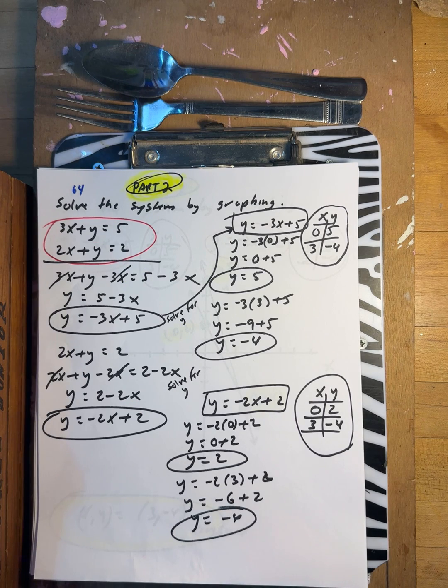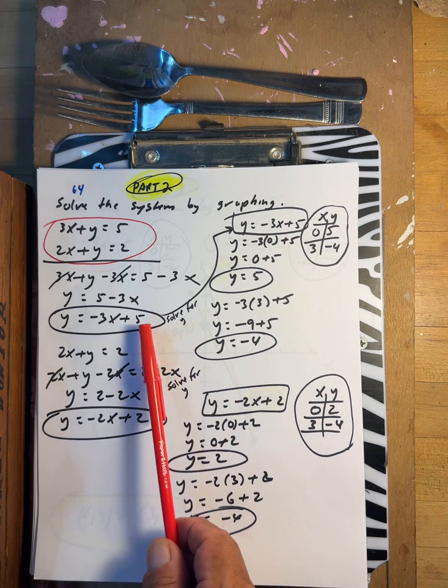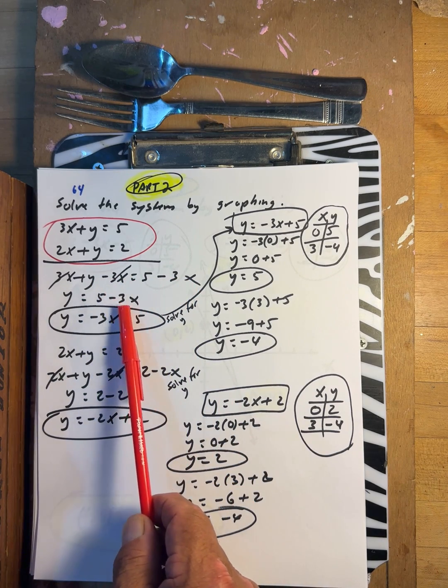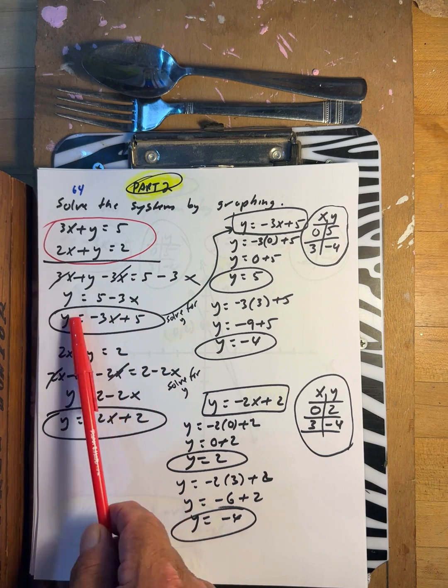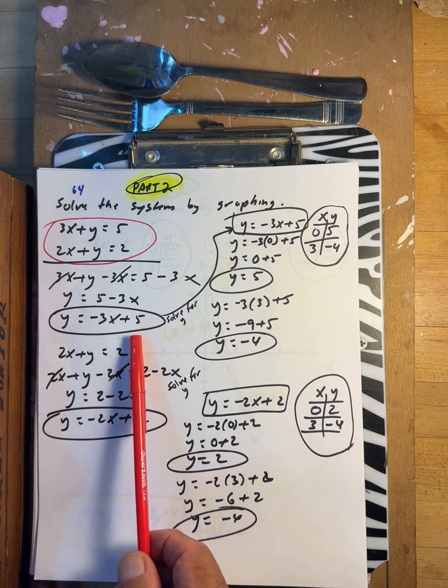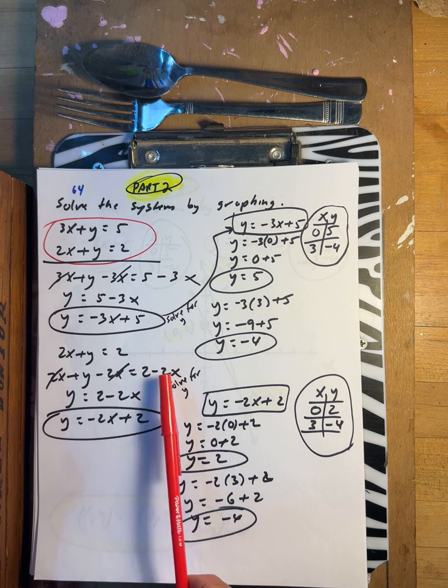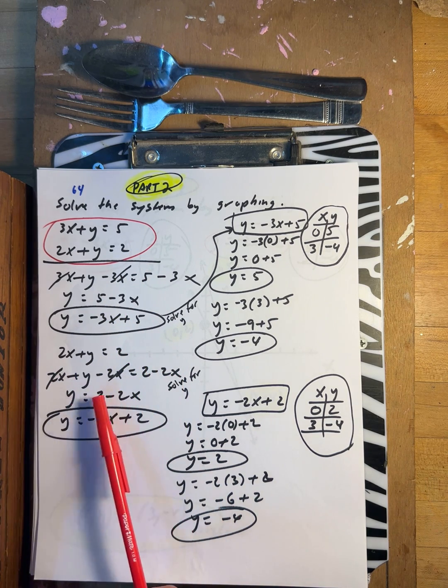Part 2. Solve the system of equations by graphing. A little bit harder. What we're going to do is solve for y. So minus 3x, we have y equals this. Now rewrite it. Y equals negative 3x plus 5. Done. We solved for y. The other one, same thing. The second one is solve for y also. So minus 2x, these are gone. So y equals 2 minus 2x. Y equals negative 2x plus 2.